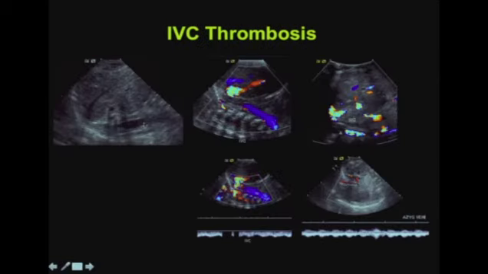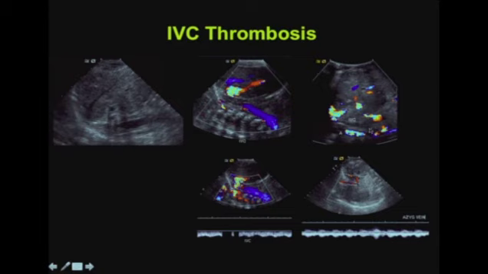In this patient, we can see the IVC on the grayscale image. When we look with color, you'll notice that the flow within the IVC, given the interrogation angle, is actually going in the wrong direction. It should be flowing towards the transducer, and it's actually flowing away. And we see this somewhat dampened venous waveform.